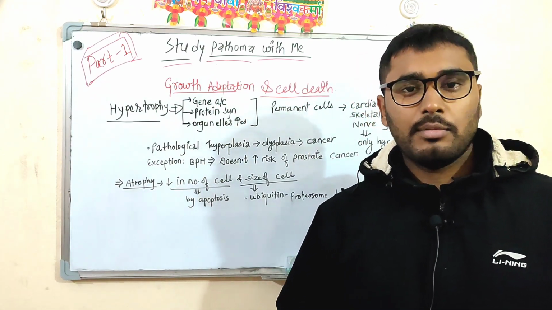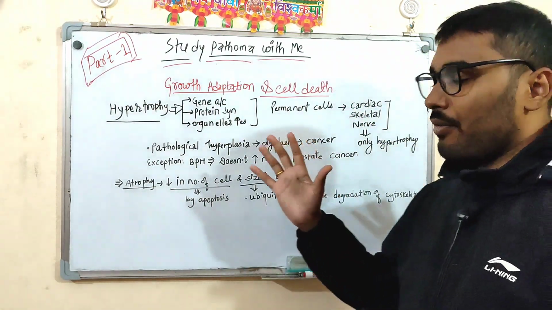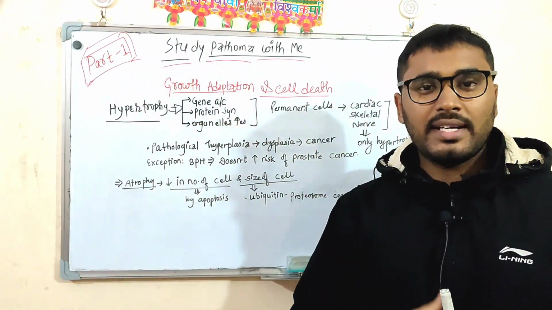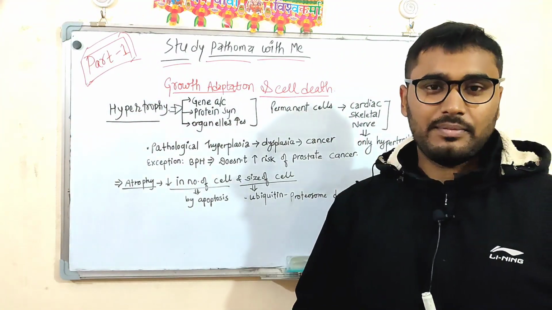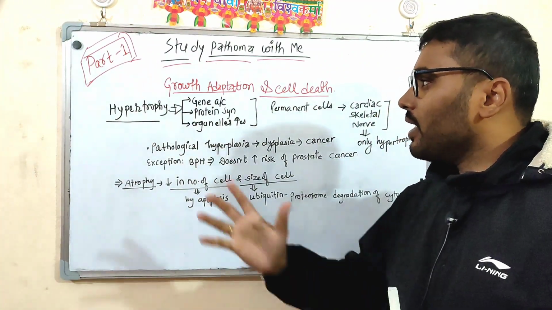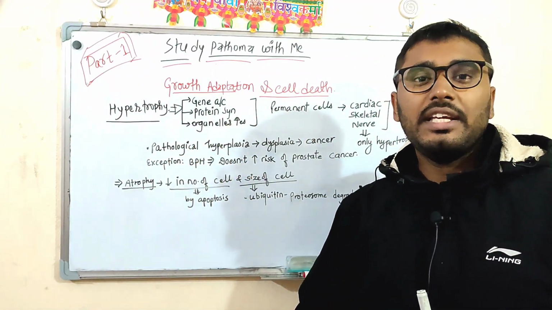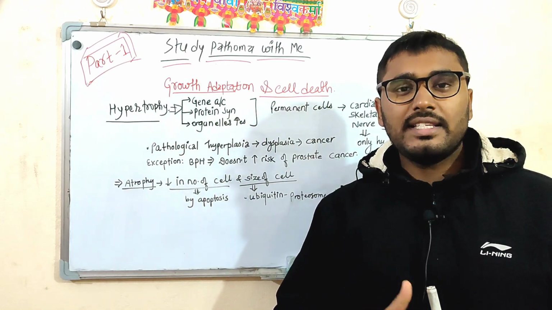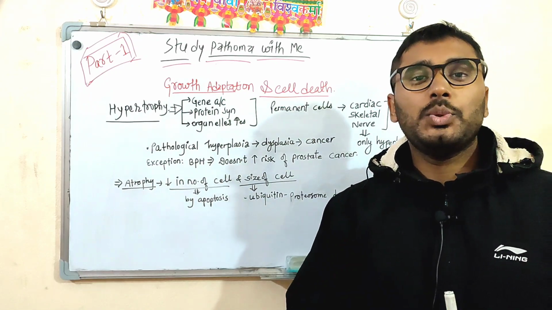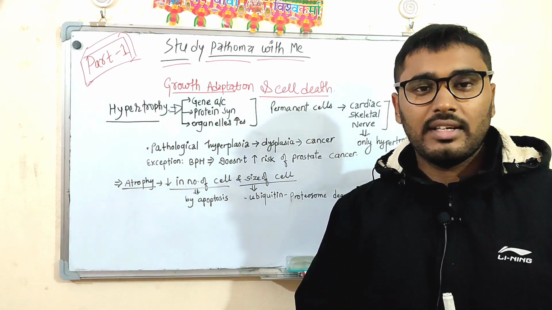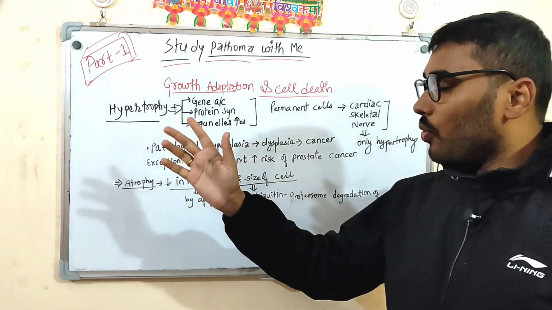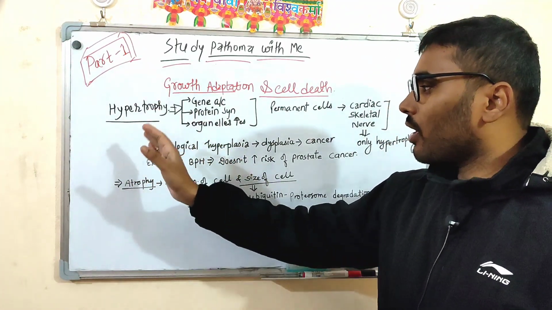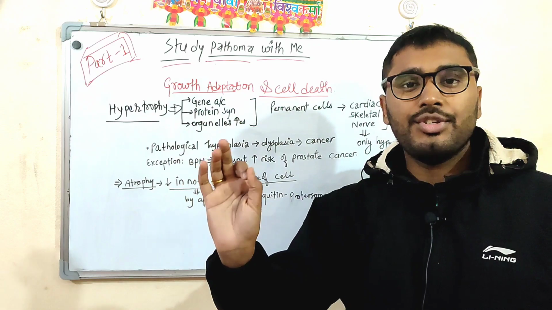So let's start from the very basic concept, that is our chapter: growth, adaptation and cell death. So friends, what is hypertrophy? The first topic, what is hypertrophy? Hypertrophy is basically an increase in size of the cell. So friends, an increase in size of the cell will lead to an increase in size of the organ. So why does hypertrophy occur? Usually hypertrophy occurs due to a stimulus.